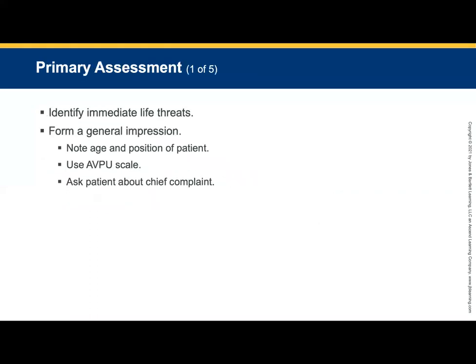On our primary assessment, identify immediate life threats. We know we're going to address our ABCs and any other additional life threats. Form an overall general impression of the patient's level of distress. Note the age and position of the patient. Use the AVPU scale to check responsiveness and ask the patient about his or her chief complaint. We want them to tell us, not the bystanders. If the patient is conscious, let's try to hear everything we can from the patient.